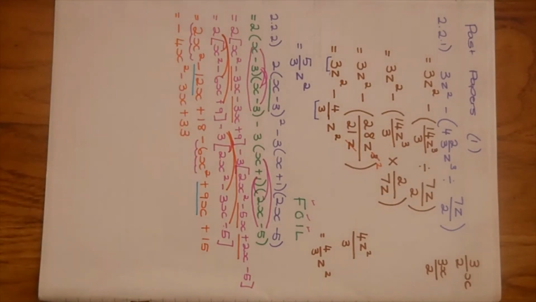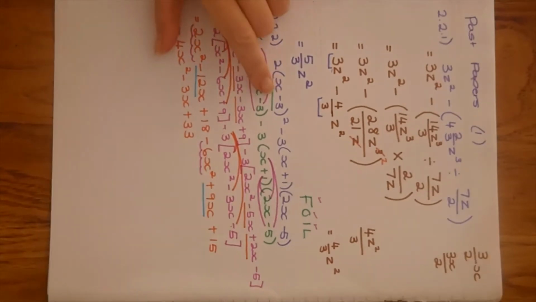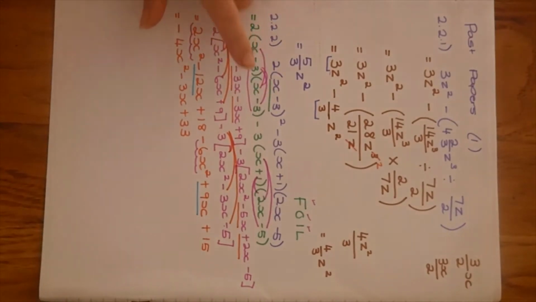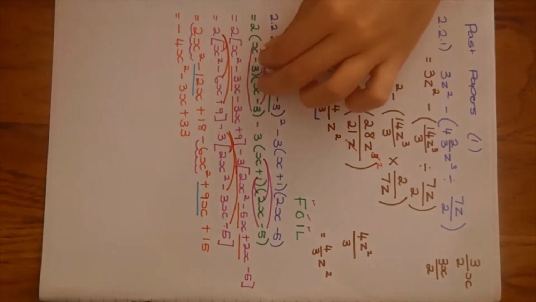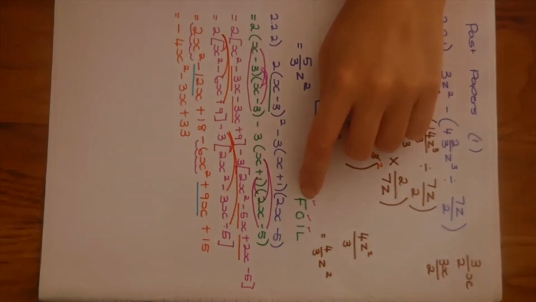Okay, and that is your final answer. So you're taking it all the way from this complicated thing all the way down to here. Okay, so just to run through it one more time. When I see bracket squared, I must write it out twice. 2 brackets with 2 things inside means that I must FOIL.